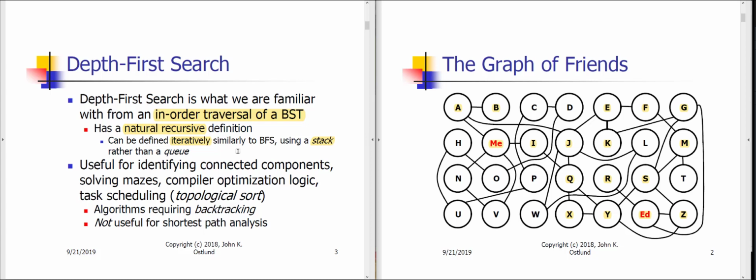In effect, what you're doing is you're trading having a stack in your own code versus using the system's stack of symbol tables from function calls. Depth-first search, just like breadth-first search, is useful for identifying connected components.